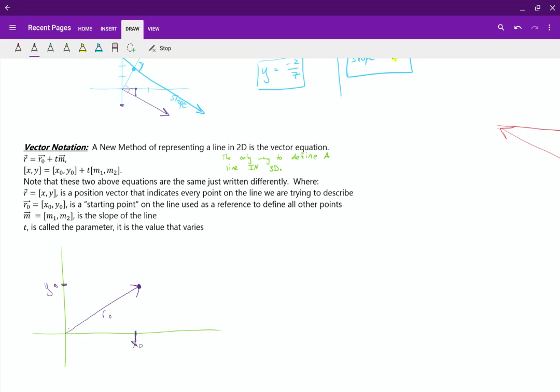Why is it the starting point? Well, because this is the point where, if you let t equal 0, then this whole term goes away, and RO, XO, is the first point on the line here. And so that's why it's the starting point. That's when t equals 0. T oftentimes stands for time. And so when time is 0, that's what you've got, a starting point.